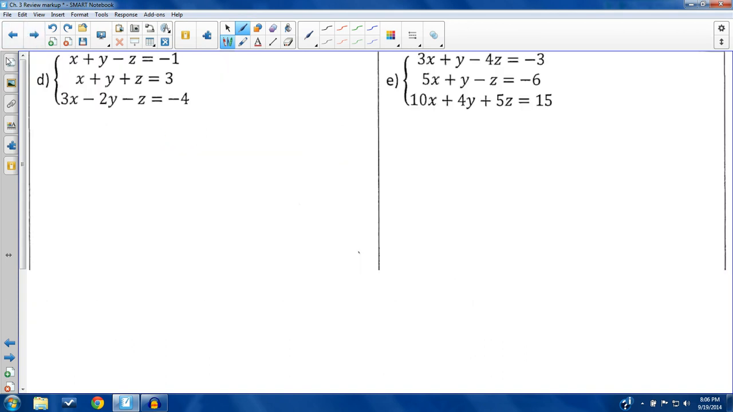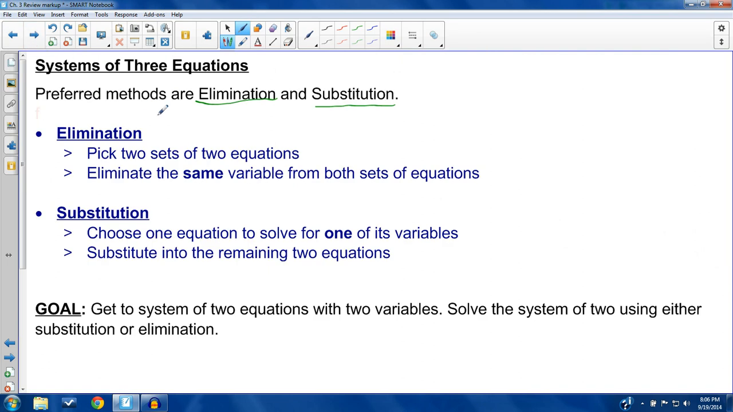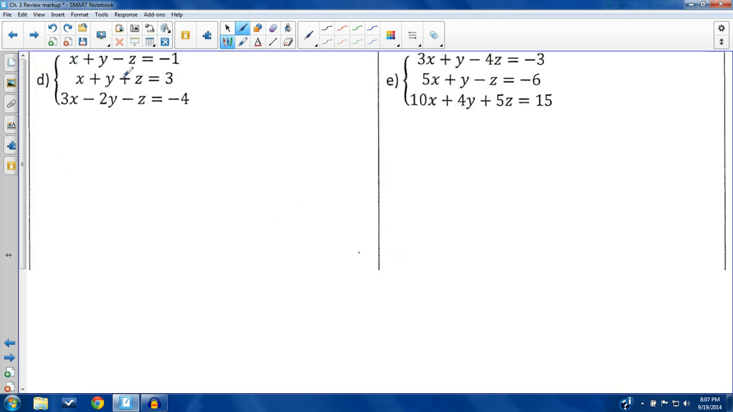And I'm going to choose one of these problems to do elimination. I'll just choose this one, I suppose. And substitution, I'll do the other. In elimination, we're going to pick two sets of two equations. Meaning I'm going to decide and say, I want to pair up equation 1 and 2. I'll write these down. 1, 2, and 3. An equation 1 and 2, and equation 1 and 3, or equation 2 and 3, or whatever else.